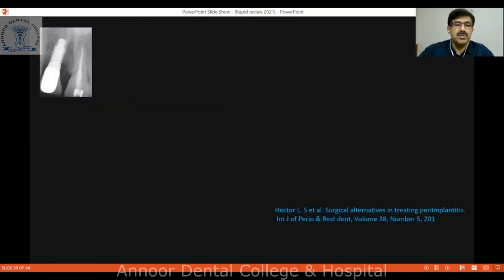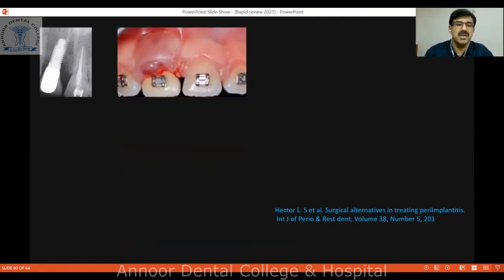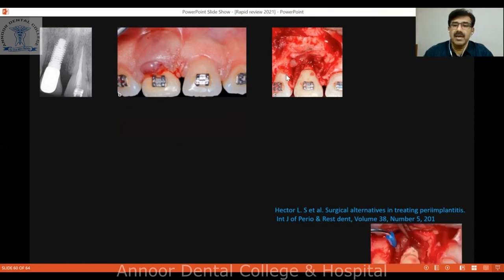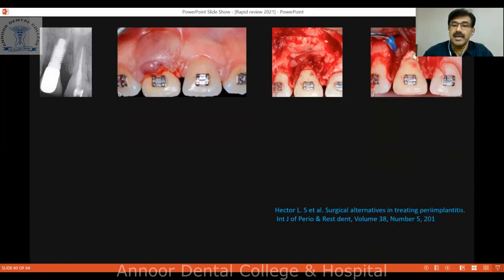Now, this is a case report that shows there is peri-implantitis, and you can look at the gingiva that is really enlarged in relation to that. What they've done is they've given an internal bevel incision in such a way that all the granulation tissue will remain attached to the implant surface. And then they've reflected this flap. So you can see all the granulation tissue here. And once the granulation tissue is slightly removed, you can look at what has caused the disease over here.